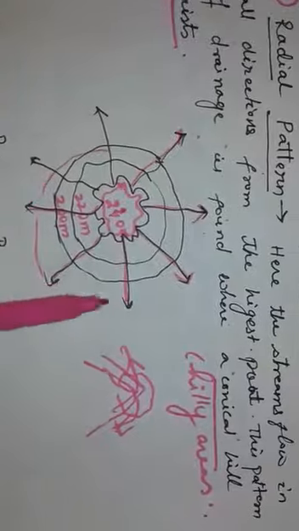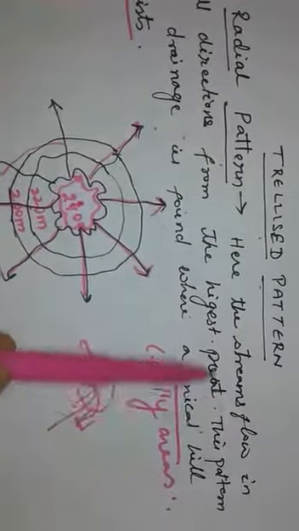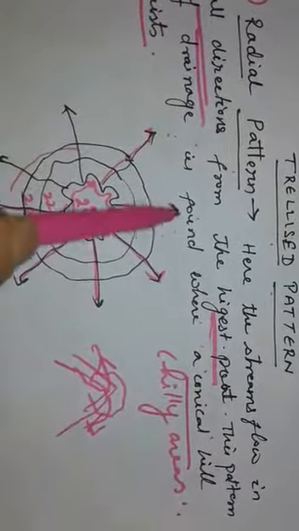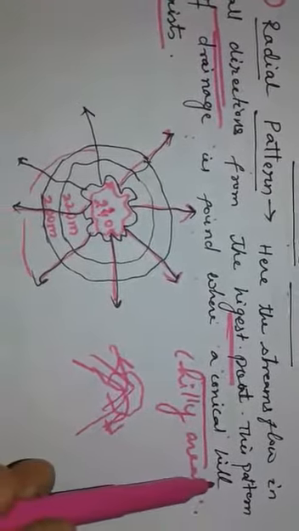See the diagram over here, children. Here the streams flow in all directions from the highest point. This pattern of drainage is found where a conical hill is present.